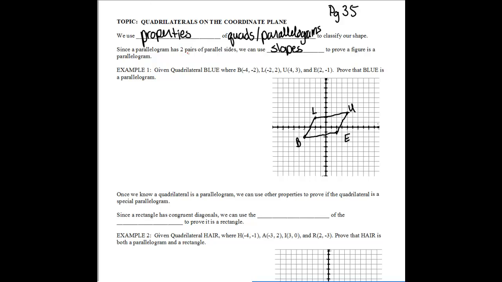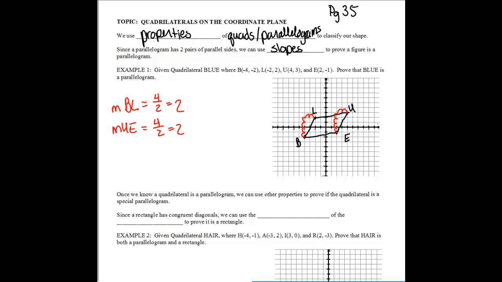First of all, let's see if the BL slope and the UE slope are the same. The slope of BL is rise over run, so 4 over 2, which is 2. UE is 4 over 2. So far it checks out.